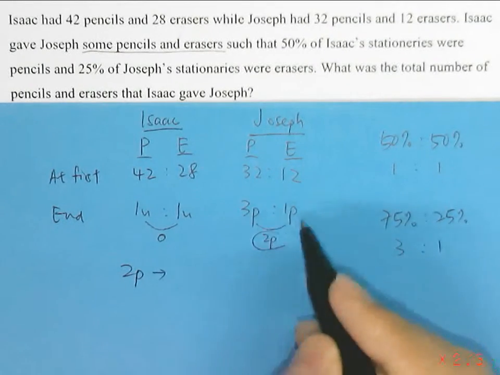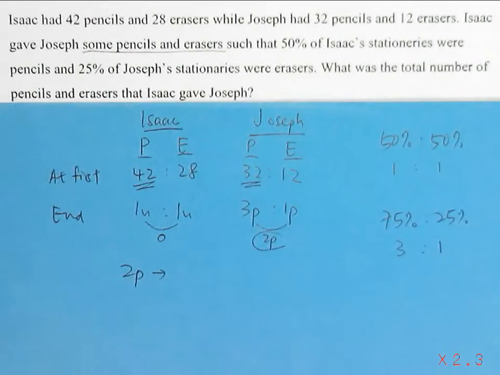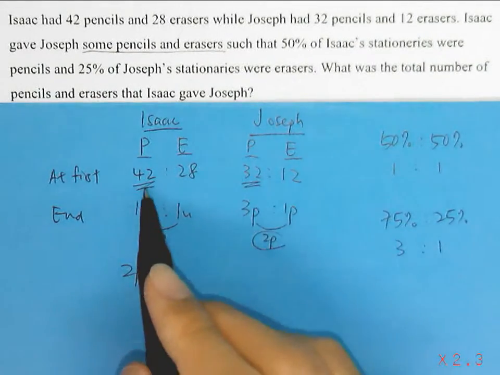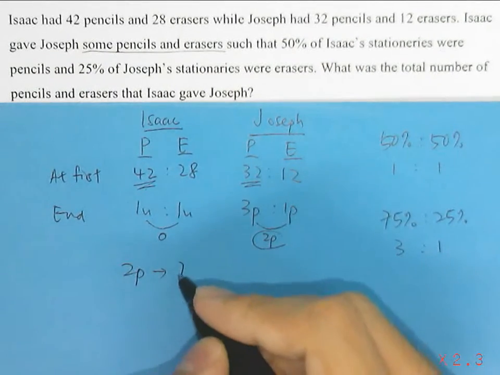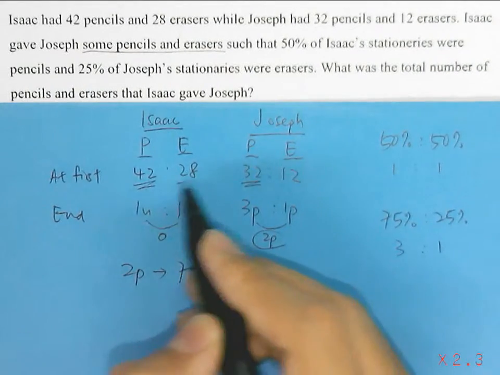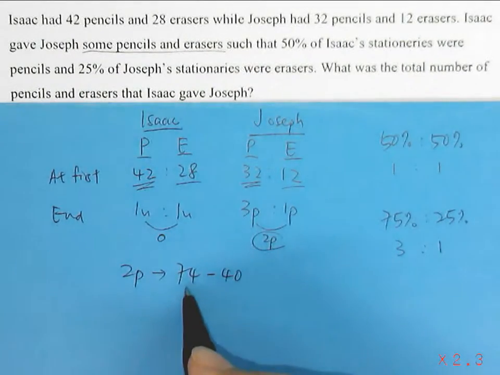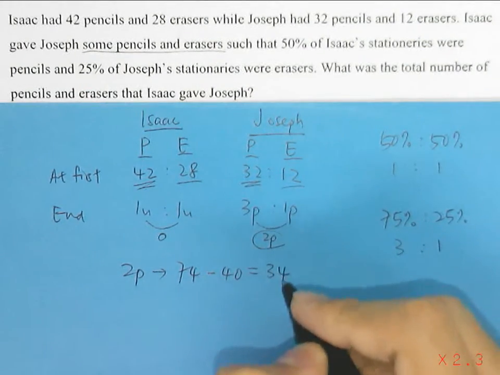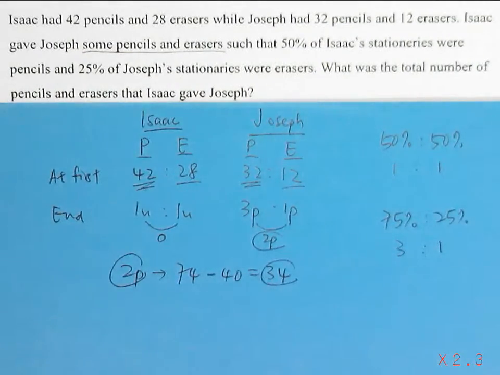So Joseph's difference between the number of pencils and erasers will be equal to the total difference between the number of pencils and erasers. So if we now find out the total number of pencils, it is 42 plus 32. That will give us 74, total number of pencils. If we subtract off the total number of erasers, which is 28 plus 12, that will give us 40. Alright, so the difference between the number of pencils and the number of erasers is 74 subtracting off 40, giving us 34. Alright, so this difference must be equal to this difference, which is 2 parts. So 2 parts, we now find out that it is 34 stationaries.